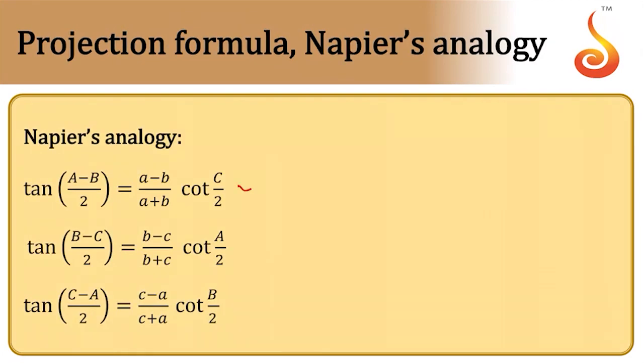This is very important Napier's formula. Tan of (A minus B) by 2 is (a minus b) by (a plus b) cot C by 2. Tan of (B minus C) by 2 is (b minus c) by (b plus c) cot A by 2. Tan of (C minus A) by 2 is (c minus a) by (c plus a) cot B by 2. It's also very important Napier's formula.